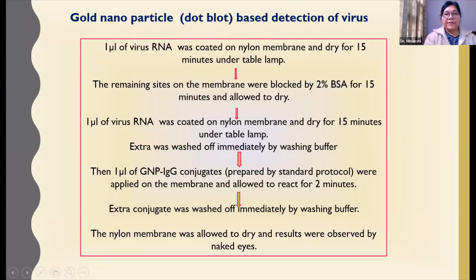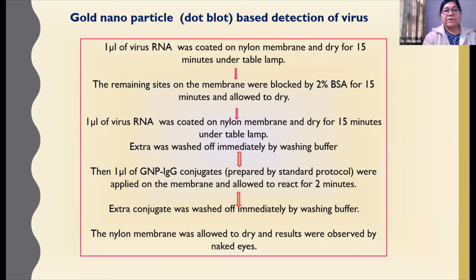And performing the test is very, very simple. We have to use nylon membrane, or we can use nitrocellulose membrane. We just extract the RNA antigen from the known sources, and then coat it onto the nylon membrane, and dry it for 15 minutes. Then we have to block the rest of the sites with BSA, 2% BSA.